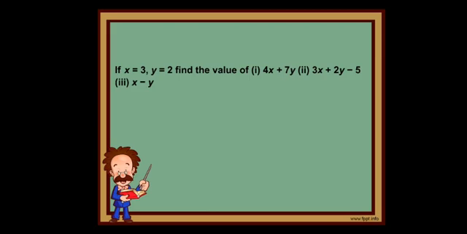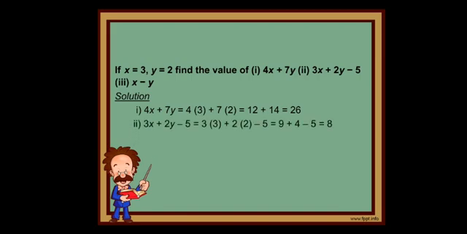If x is equal to 3, y is equal to 2, find the value of 4x plus 7y, 3x plus 2y minus 5, and x minus y. We will take the first one, 4x plus 7y. In the place of x we are substituting the value 3 and in place of y we are substituting 2. So 4x plus 7y will be equal to 4 into 3 plus 7 into 2. 4 3s are 12 plus 7 2s are 14. 12 plus 14 is equal to 26. So 26 is the value of 4x plus 7y when x is equal to 3 and y is equal to 2.